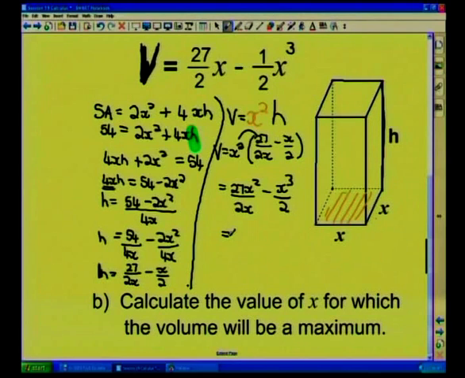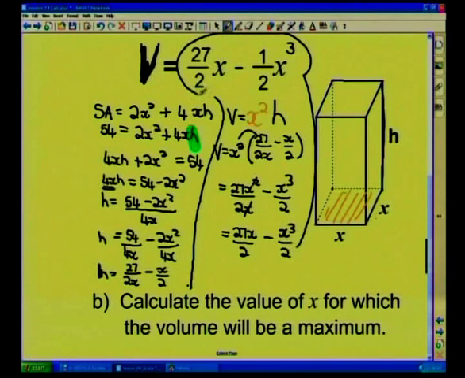Now, that's looking very promising because this x will take one of those out. So I've got 27x over 2 minus x cubed over 2, which is precisely that equation. All that I've done here is I've separated the numbers from the x's. And that's all right. And in fact, it's a good idea to do that. And they've told you to do it, so there must be a reason why.